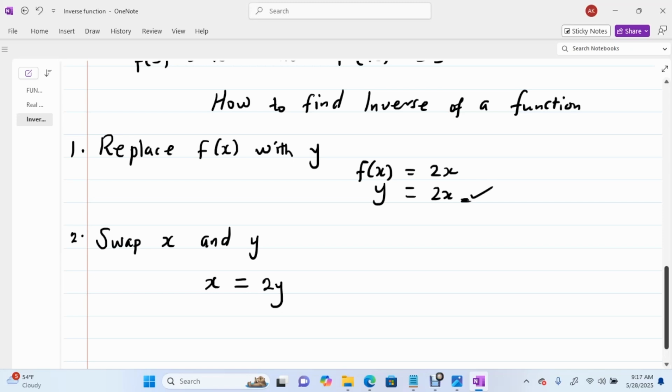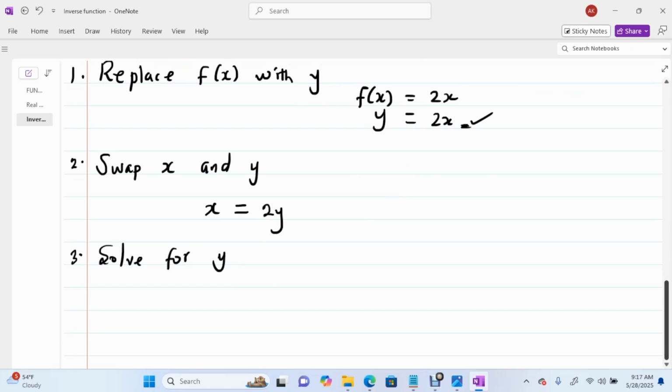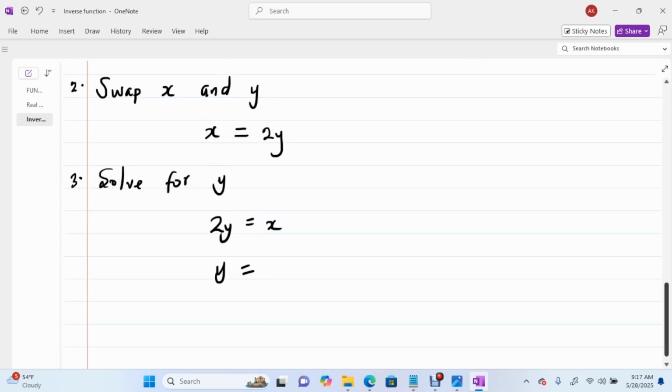And the last stage is we solve for y. So we make y the subject. And solving for y for this equation, we know 2y is equal to x. So we divide through by 2, and we get y is equal to x out of 2.